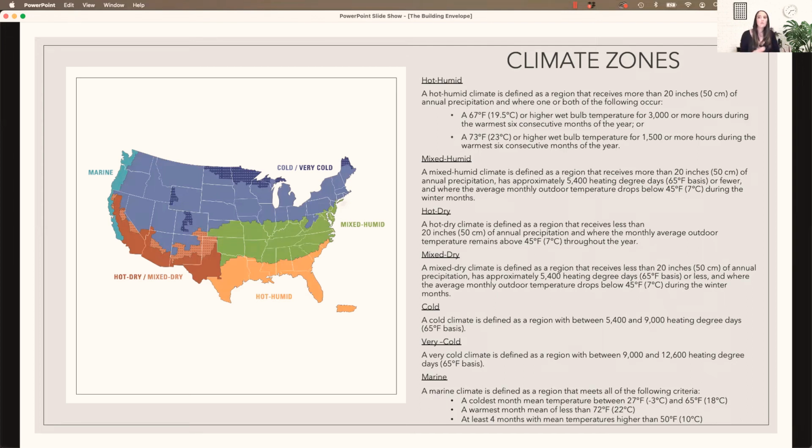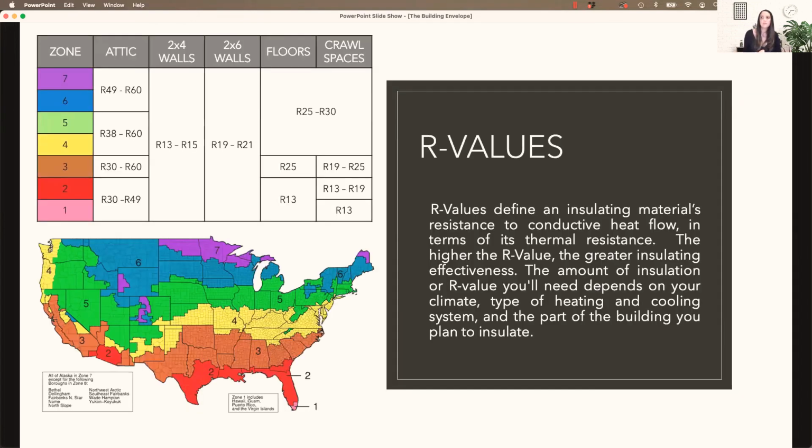And then the marine area up on the west coast is where it can get pretty cold and very wet. So all of these are just examples of the different climate zones and understanding the variations between each zone. And that's going to lead us into our next topic, which is R values.